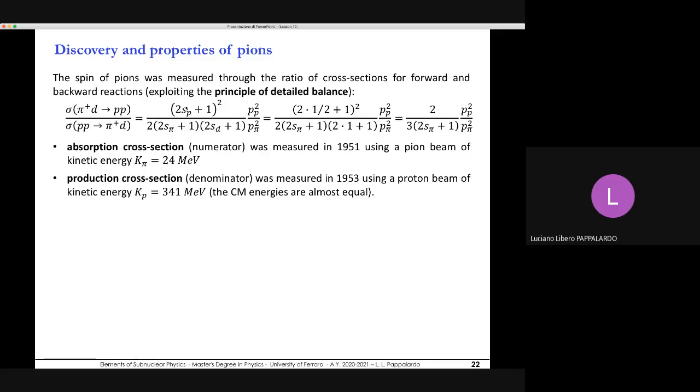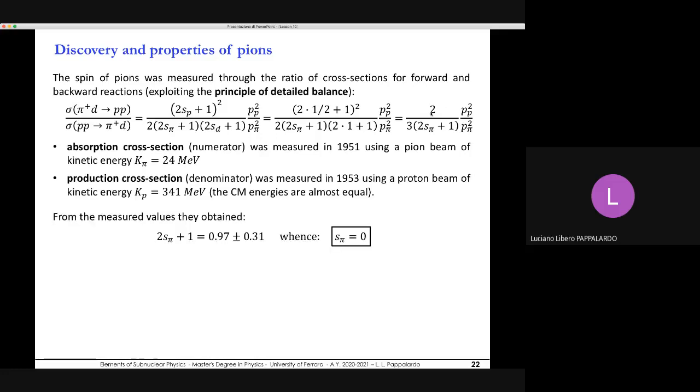So for the spin, it was known already at the time that the proton had spin 1/2 and that the deuteron had spin 1. So the only unknown was the spin of the pion. So at the end, you end up with this simple relation. And then the momenta of the final state proton and final state pion, these were measured in the way I mentioned before. Okay. So the only unknown for these was indeed the spin of the pion.